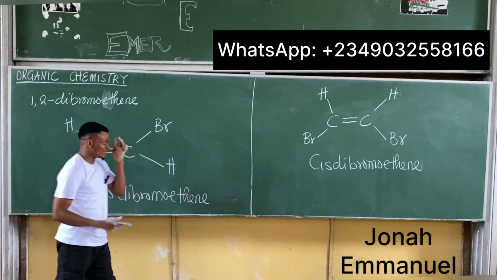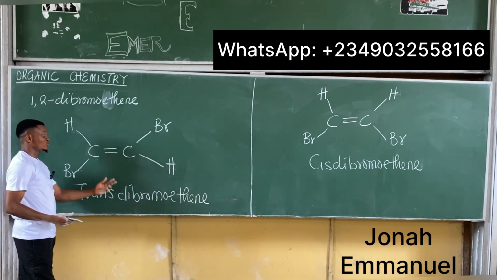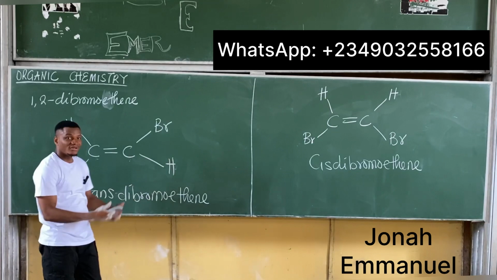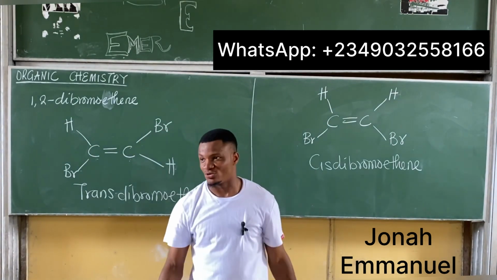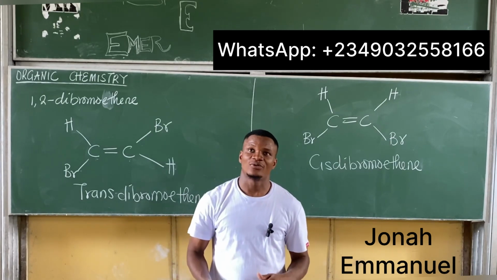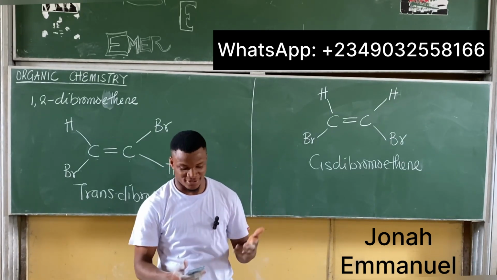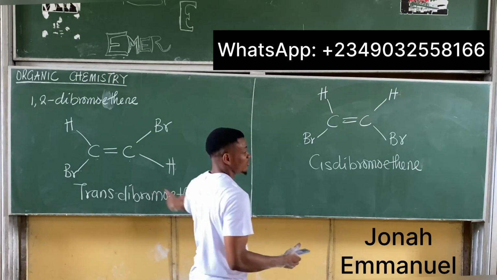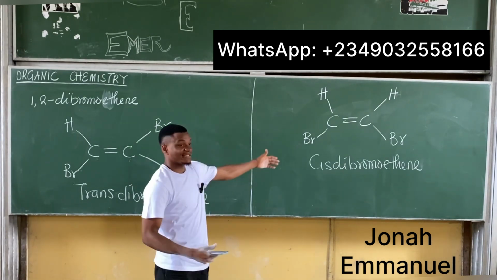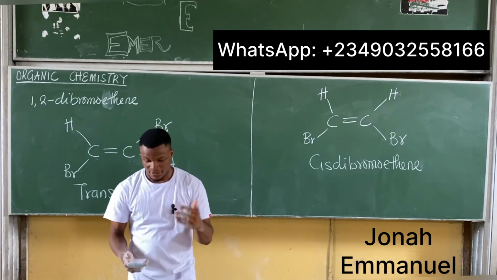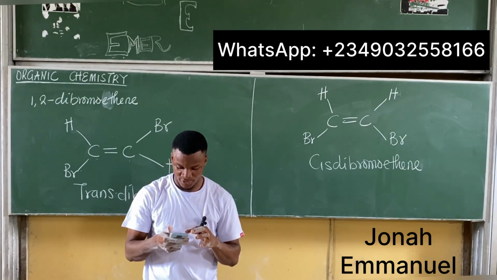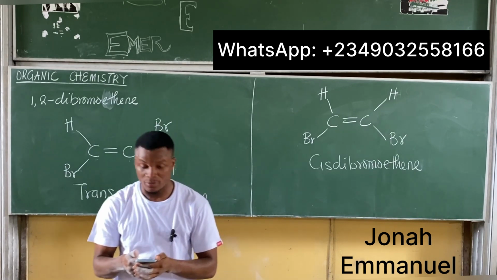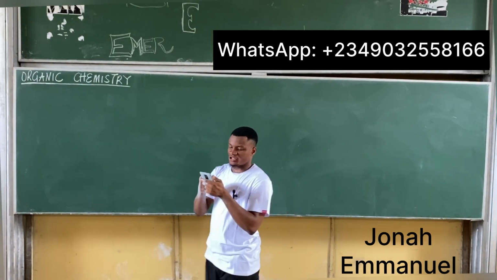Somehow again, if I want to say trans 1,2-dibromo-18, it's okay. But note that you're saying 1,2, it cannot be more than 1,2. It has to be 1,2. So technically, it's a tautology. That's what I'm saying. So if you still want to put trans 1,2-dibromo-18 and cis 1,2-dibromo-18, that's for you.